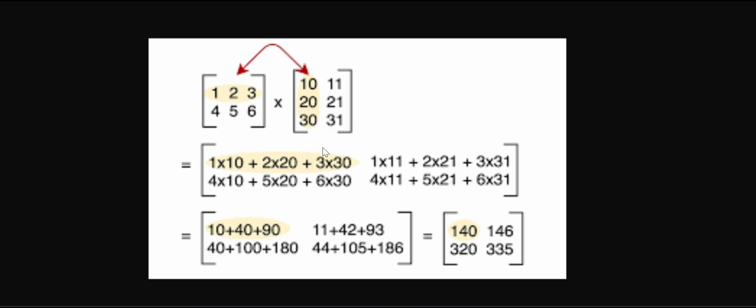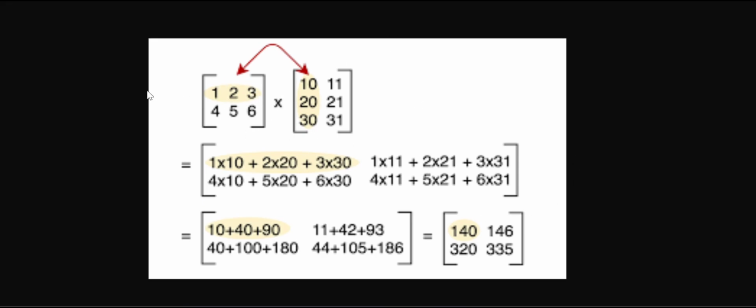And you do the same thing for the second column. So 4 times 11, 5 times 21, 6 times 31. Add everything up. Then you end up having 4 numbers. 1, 2, 3, 4. Right. So that's how matrix multiplication works.